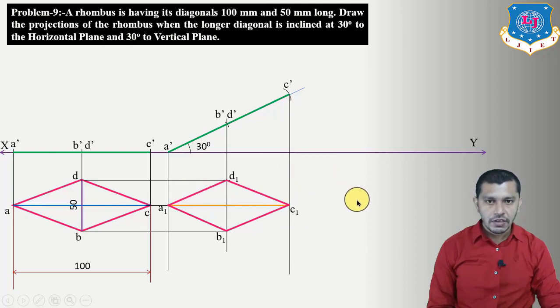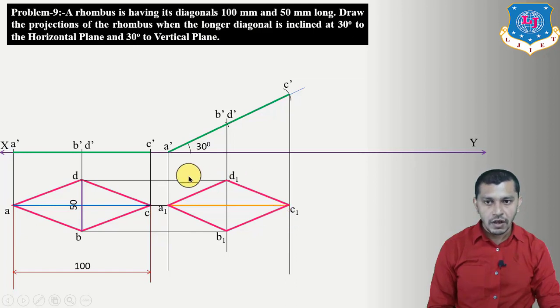Now let us derive the third stage, and in the third stage we have to derive the condition with the vertical plane. So what is given? Here it is given that the longer diagonal is inclined at 30 degree to HP and 30 degree to VP. So with the vertical plane, the longer diagonal makes an angle of 30 degree. The longer diagonal makes an angle of 30 degree to VP. Longer diagonal, that means the true length of the longer diagonal makes an angle of 30 degree to VP, not the plan of the longer diagonal.